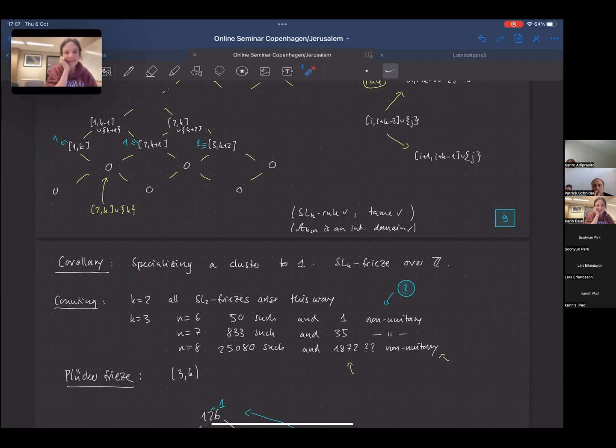So if we want to count, when k is 2, all the friezes arise that way because this corresponds to the triangulations of the polygon. When k is 3 and n is 6, we can do this specializing a cluster to 1 and we get 50 friezes. But there's another one which doesn't arise from specializing a cluster to 1. In fact, here we specialize a cluster to 2.